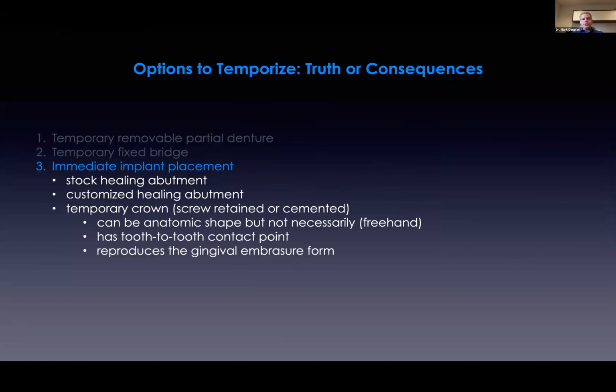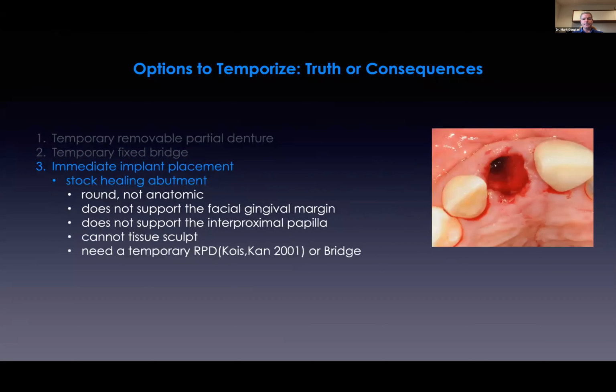And the last one here is you can do a temporary crown, either screw retained or cemented. I said before that screw retained is the preferred way to go. It can be anatomic shape, but not necessarily. So you can do these things freehand. It does have tooth-to-tooth contact point. Light is preferred, and it reproduces the gingival embrasure form for us.